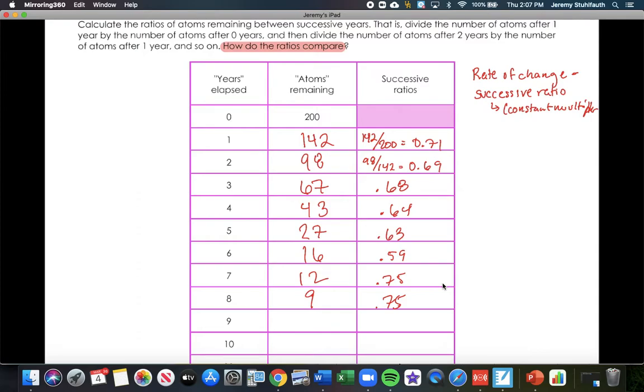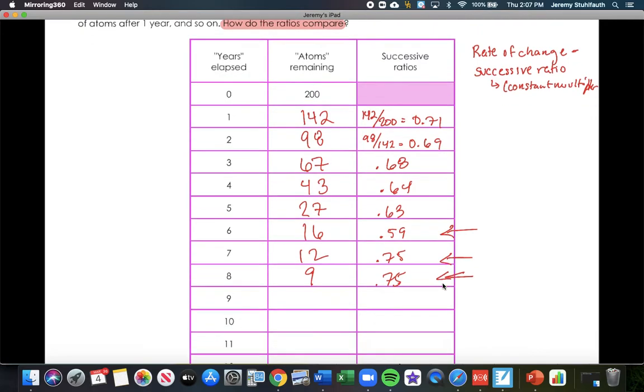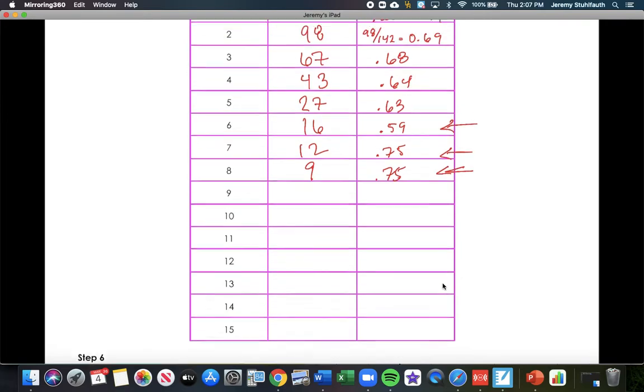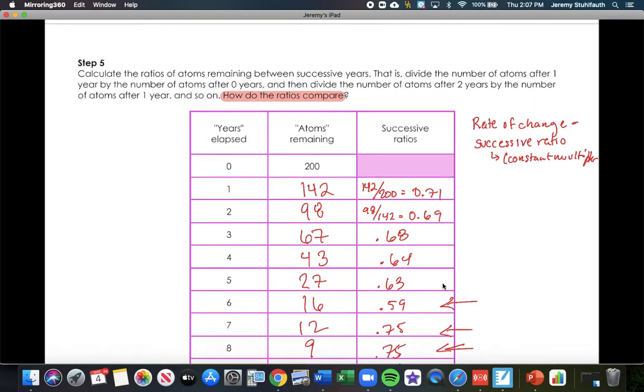You might have this one little one that's a little bit of an outlier. Maybe these ones are a little bit different. But for the most part, they're all falling in between that high 0.6 to 0.7 range. So if we take a look at that, we come down here and we ask ourselves, which of these ratios would be the correct one to use to represent our rate of change?